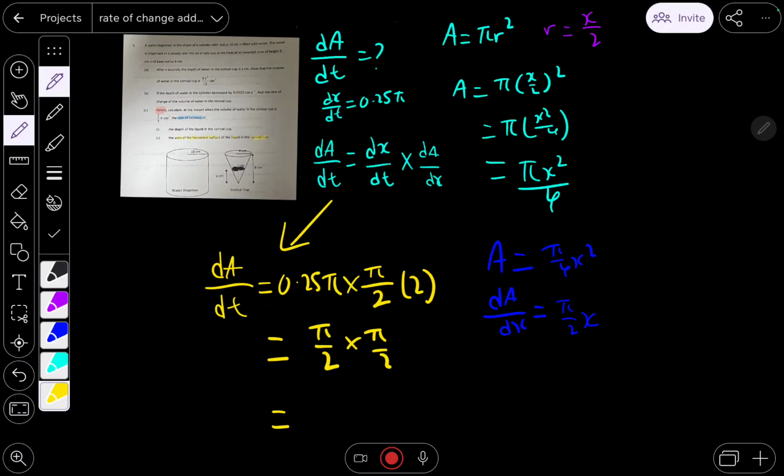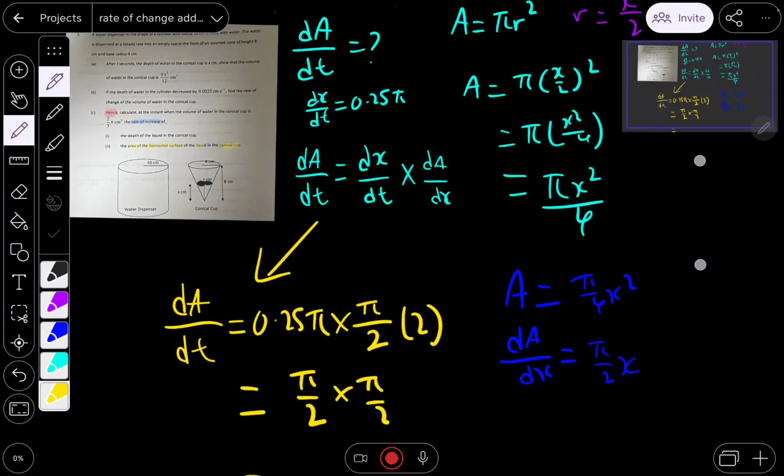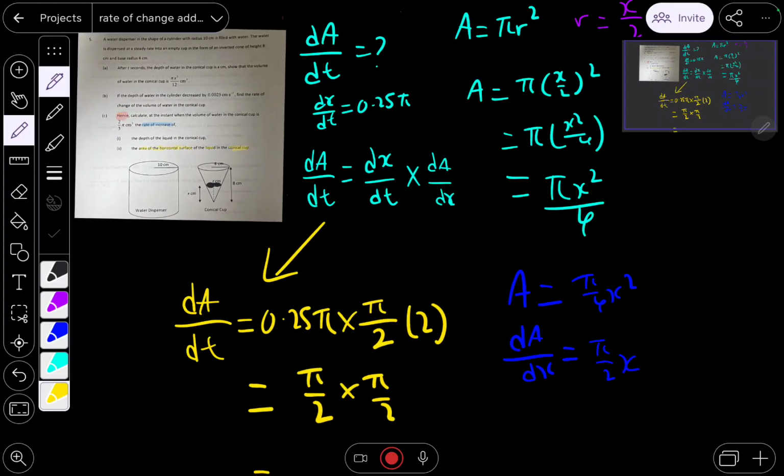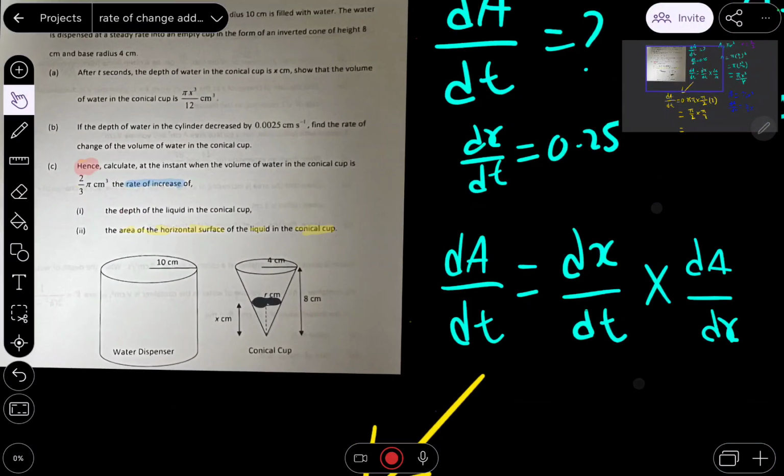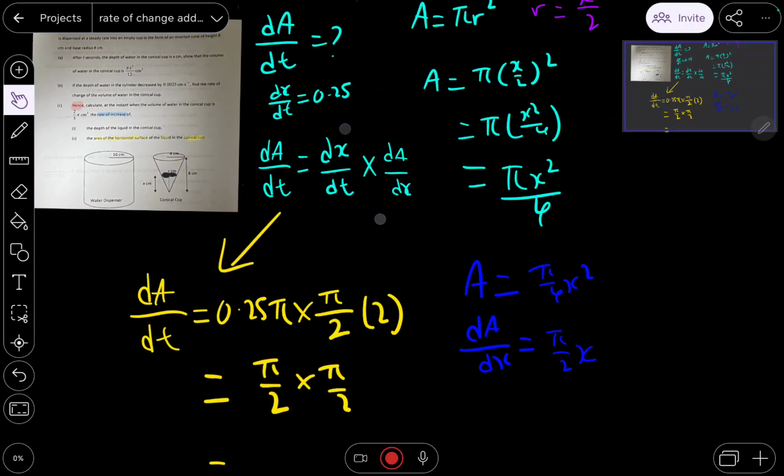Okay, wait, never mind. I just realized that there's actually no pi. We actually got it from part C, part 1. This is your dx over dt. Because I realized this is the depth, right? That one is volume. So dx over dt is what? The depth with respect to time. I'm sorry about that. My fault.